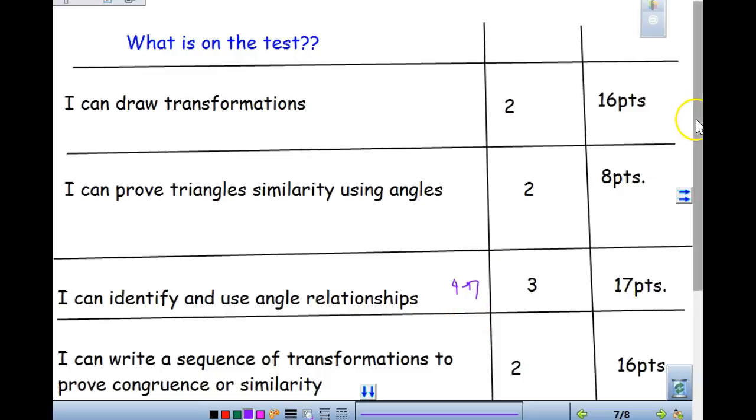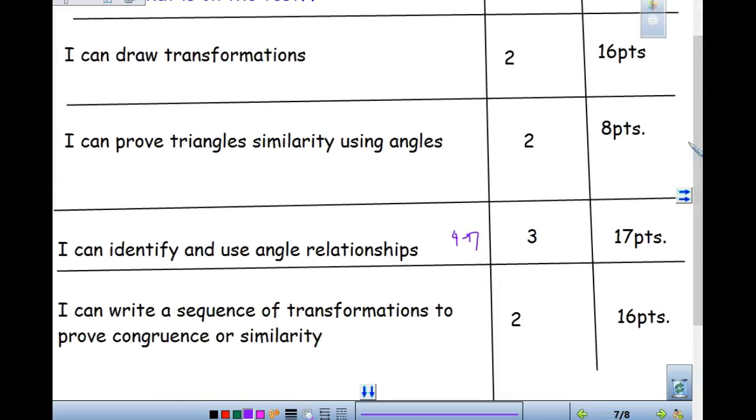And then the last thing you're asked to do is to write the sequence of transformations. So when I look at your review, this is going to be like questions 12 and 13. Drawing the transformations, that's kind of 8 through 11 on that H19. And proving the triangles similar, that's like questions 1, 2, and 3 on here, where you're asked, why are the triangles similar?